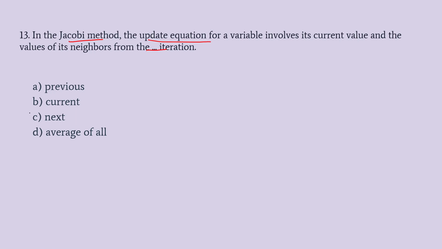No, it's not the current step. Option B is not the answer. Okay, let's see what an update equation is and what Jacobi's method is.